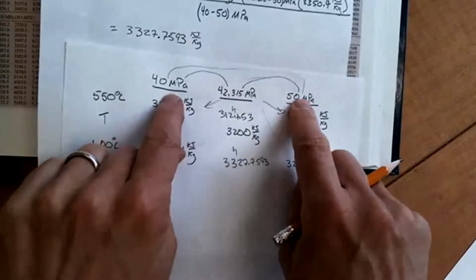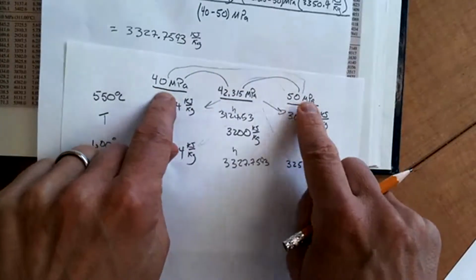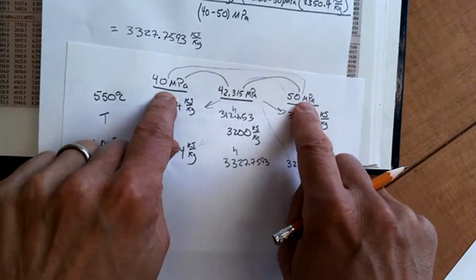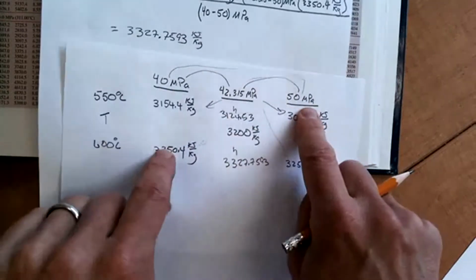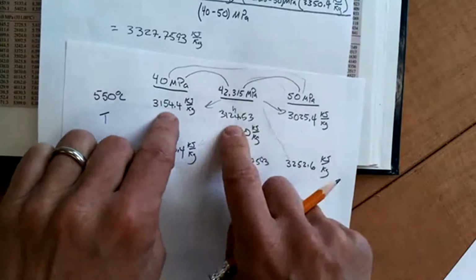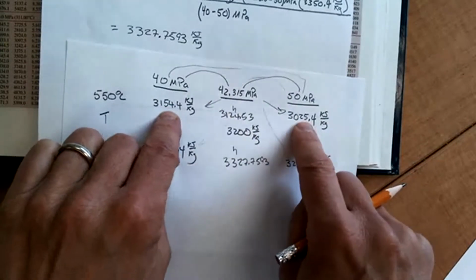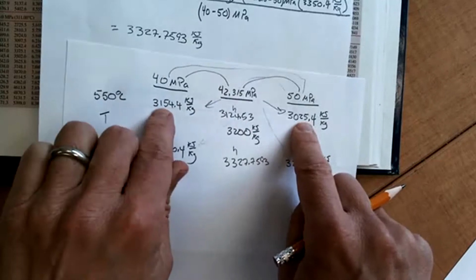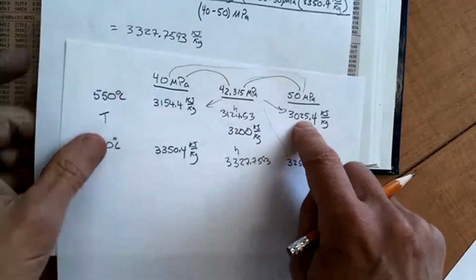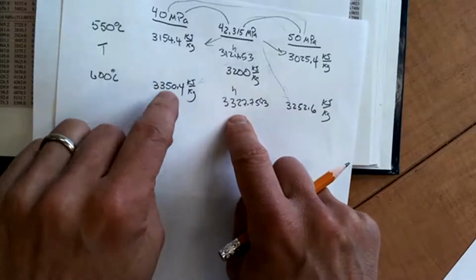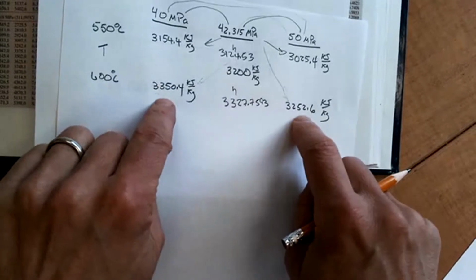And it's a good idea to make sure this kind of makes sense. This 42 is almost smack dab in the middle of 40 and 50. Not really. It's actually way closer to 40. But so I expect this makes sense, right? This number here, 3124, is closer to the 40 megapascal value than it is to the 50 megapascal one. Similarly here, this value is closer to our 40 megapascals than our 50 megapascals.